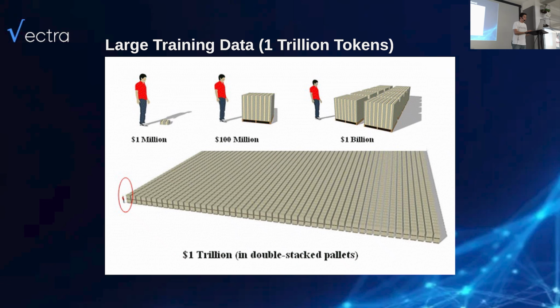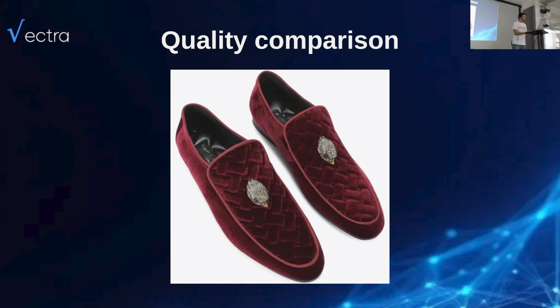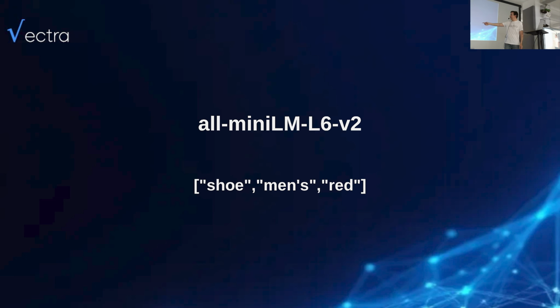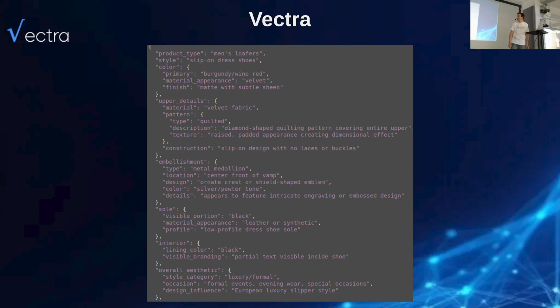And I'll give you an example of the difference that you get. So let's say these shoes. In all-MiniLM, this is what the model sees. In ours, diamond-shaped quilting pattern covering the entire upper, raised padded appearance, creating dimensional effect. So it just goes on and on and on. Having read basically the entire internet more than once at this point, it knows a lot.